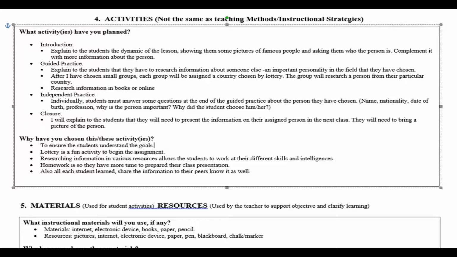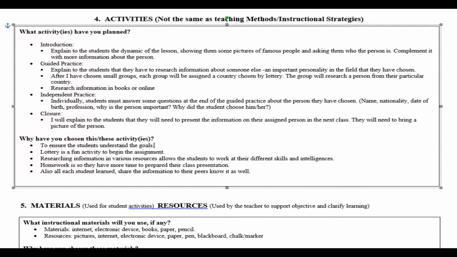Why have I chosen these activities? To ensure the students understand the goals. That is the first one. If they search for information, they can find interesting biographies, so they will understand the goals of the lesson. The lottery is just a fun activity to make the assignment, so the students feel relaxed, and a lottery is always a fun way to start any lesson.